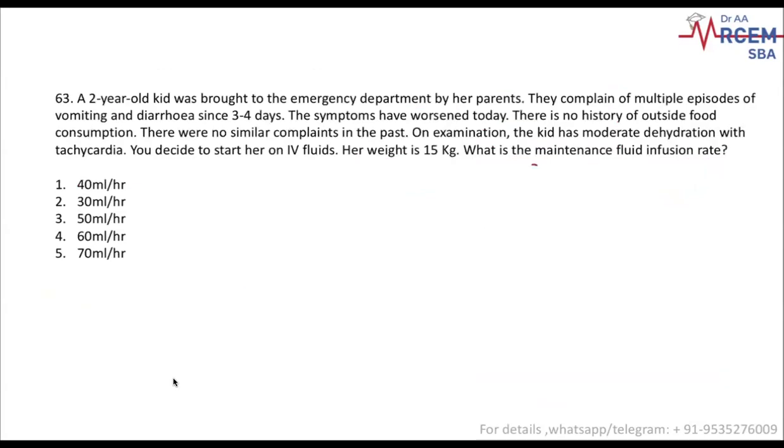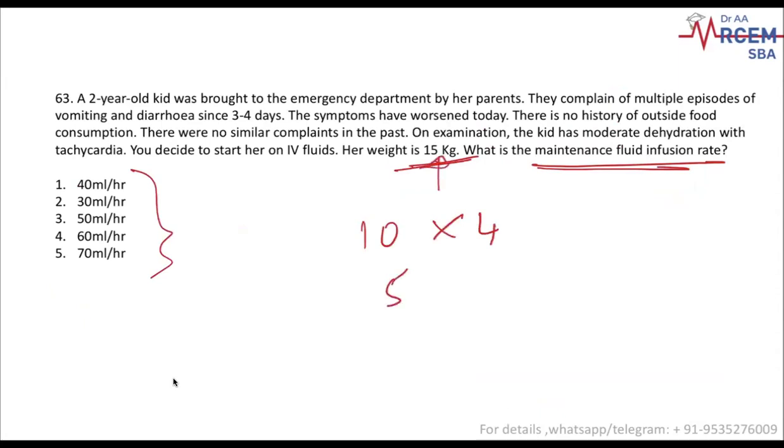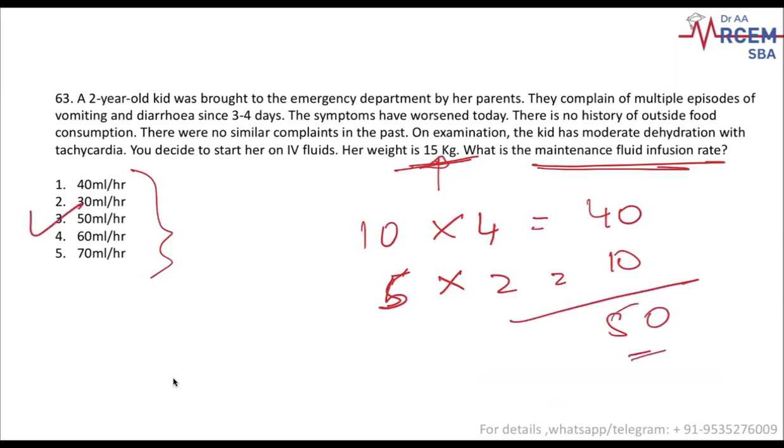They're asking about the maintenance fluid infusion for a 15-year-old, and they have given the rate in hours. When they have given it in hours, for the first 10 kgs we take 4. For the next 5 kgs, because it is 15 kgs, we take 2. For 4, it becomes 40. For the next 5 kgs, it becomes 10, if I'm not wrong. So it becomes 50. So 50 ml per hour is the right answer that you have here.